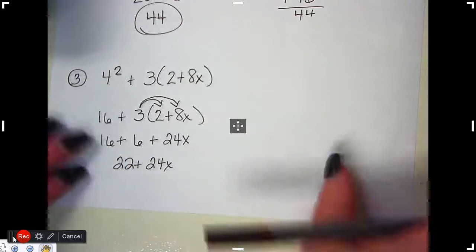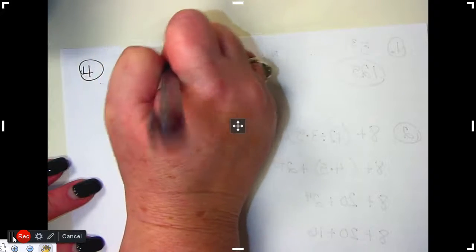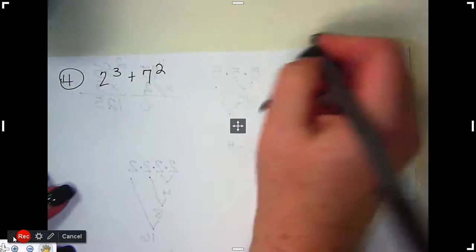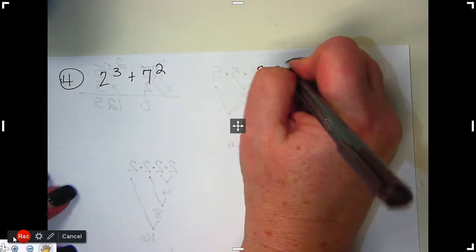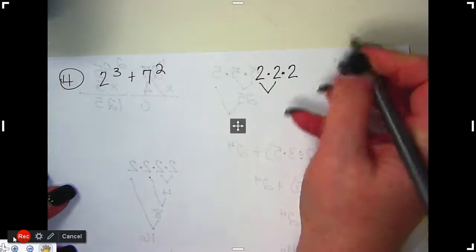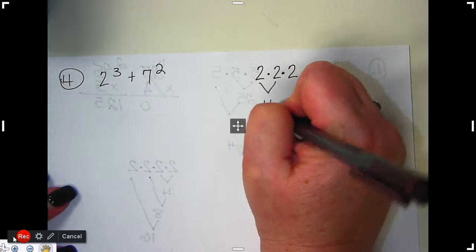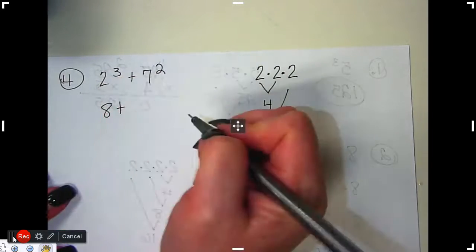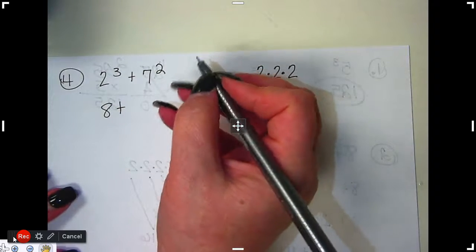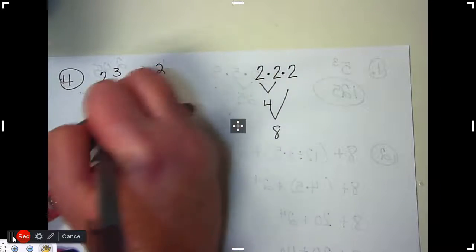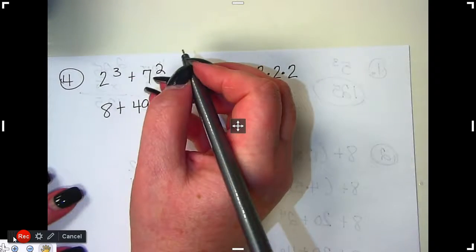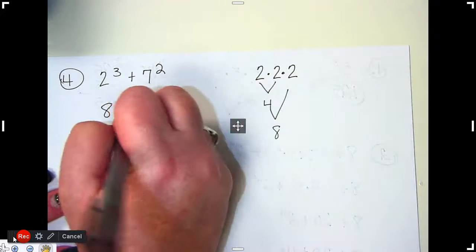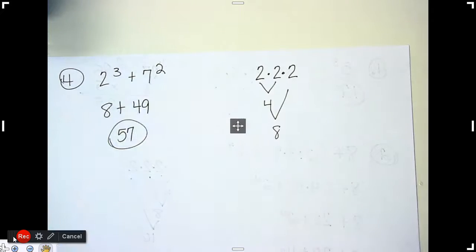All right. And the last one, number 4. And remember I said change that to an addition problem. So 2 to the third power plus 7 squared. 2 to the third power means 2 times 2 times 2. 2 times 2 is 4. And 4 times 2 is 8. 8 plus, and what's 7 squared? 49. 8 plus 49, 57. Your answer to number 4 is 57.